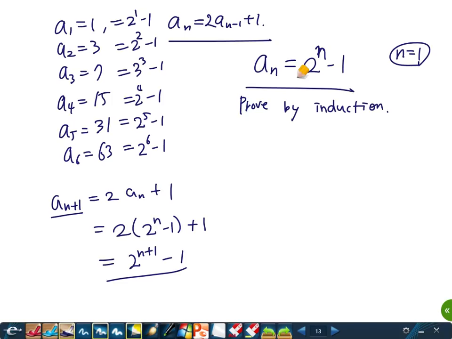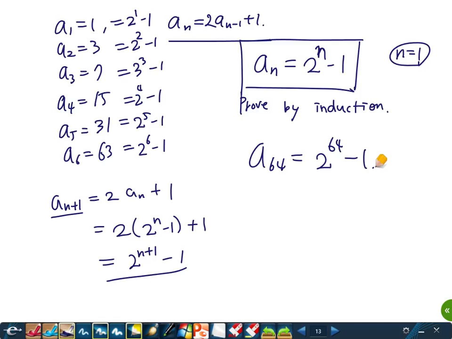But sometimes this is not easy to guess. This one is very clear that we have this pattern, but sometimes the pattern is not very clear. For instance, Fibonacci number. You don't really see the pattern. So what is a_64? 2 to the 64 minus 1.